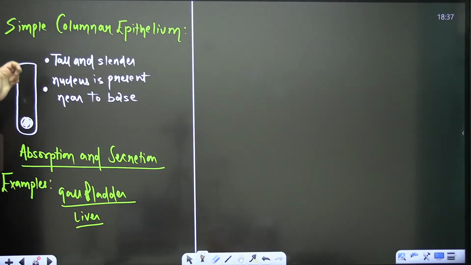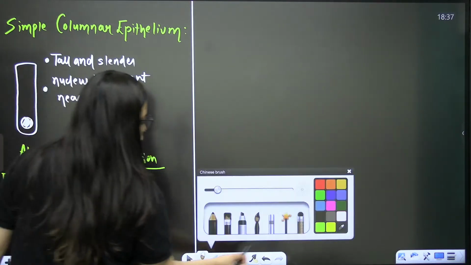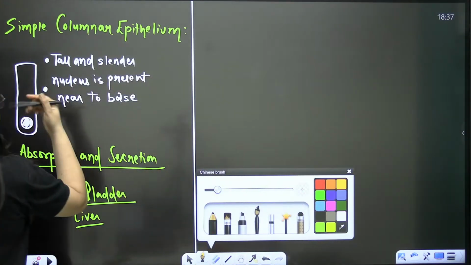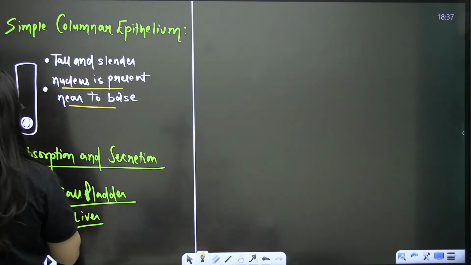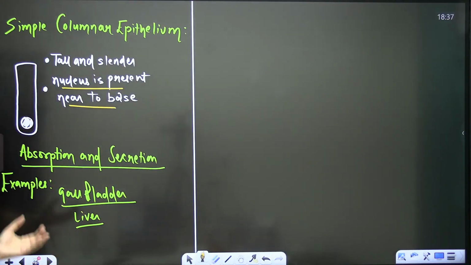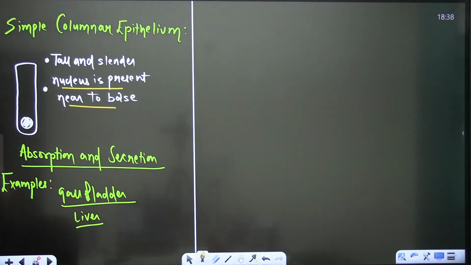Done. So simple columnar epithelium is tall and cylindrical, with the nucleus near the base, meant for absorption and secretion. Examples are the gallbladder and liver. Here also you will see various modifications.